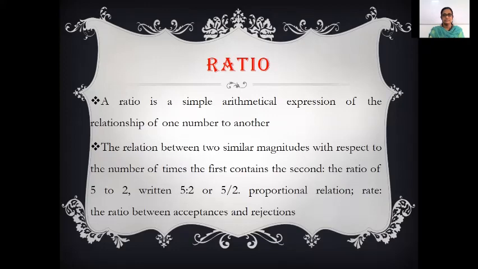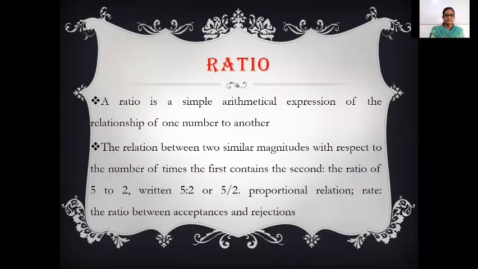A ratio is a simple arithmetic expression of the relationship between one number and another number. That is how far one number is dependent on the other number. So the relationship between two similar magnitudes, how far there is a relationship between each number, is expressed in ratios. With respect to the different numbers, it shows how many times the first number contains the second.